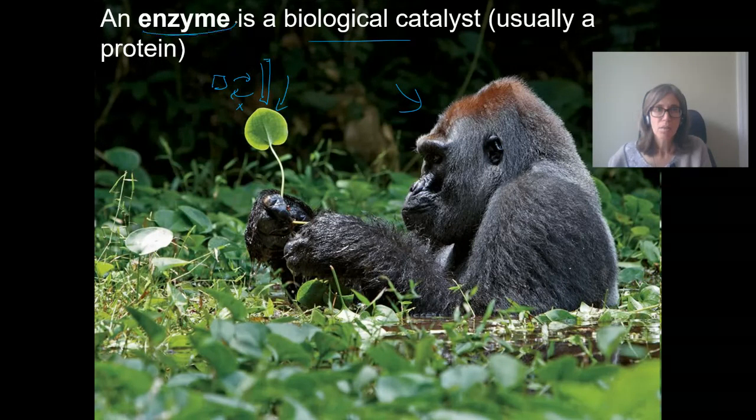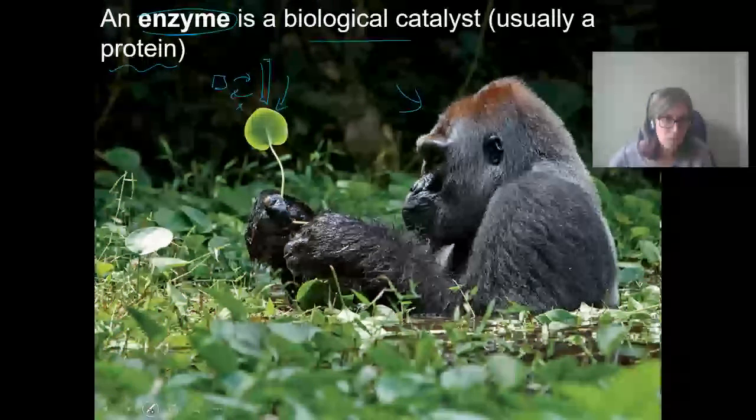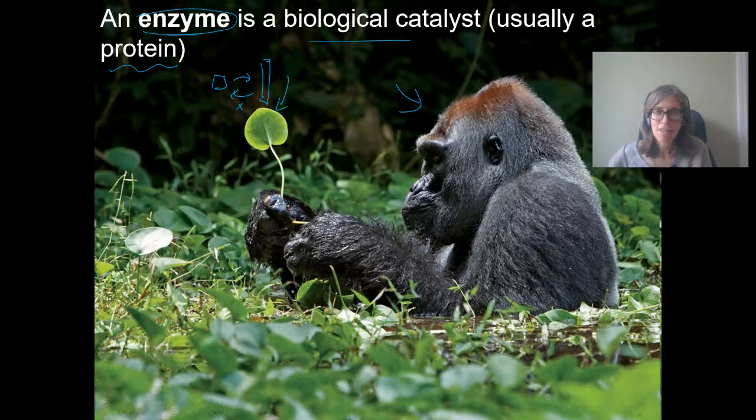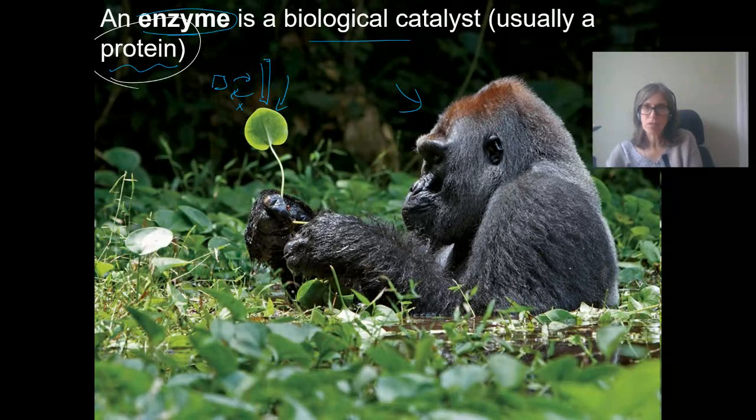So enzymes are usually proteins, and you might remember a lot of stuff about proteins, and you might not. If you don't remember a lot about proteins, I want you to go back and study those notes a little bit, because all of the stuff that you learned about proteins, the primary structure, secondary structure, all that stuff is still important. As a reminder, proteins are made out of amino acids.